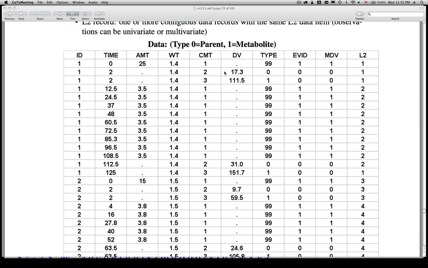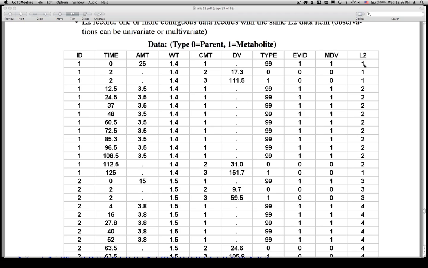Here's a data set with the usual columns. We have a multivariate endpoint happening here with observations in compartment 2 and compartment 3. So this could be parent metabolite plasma concentrations. We have a type indicator indicating parent metabolite, and we also have a compartment indicator. Those two are observed at the same time point, 2 hours post-dose. And event ID indicates it's an observation, it's not missing, and so on.